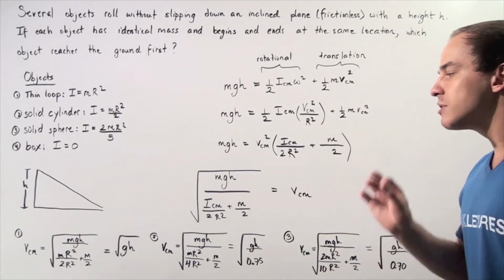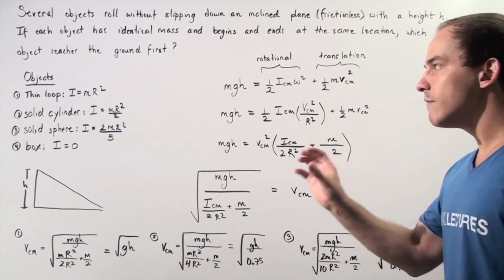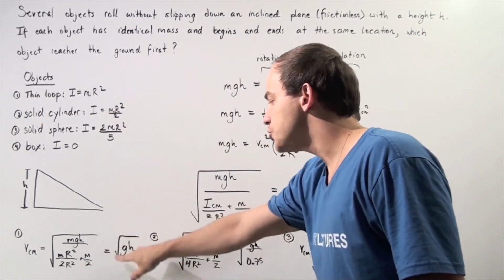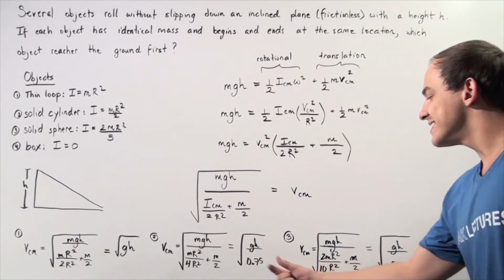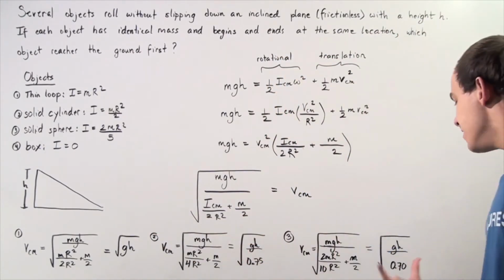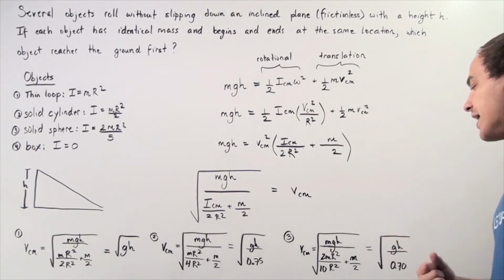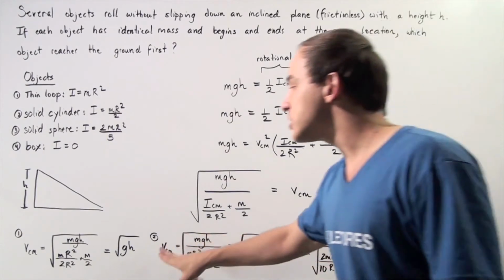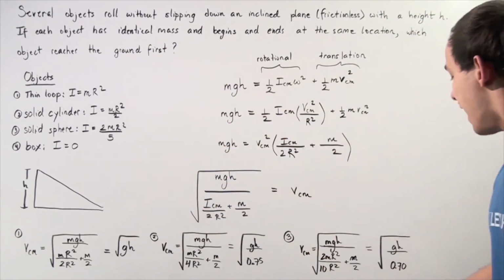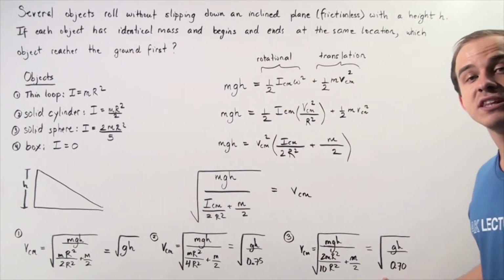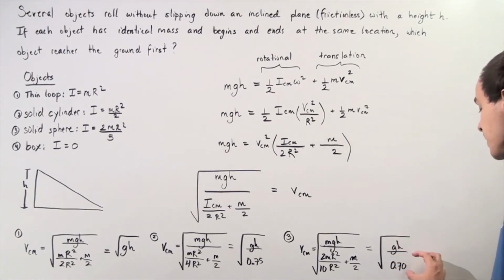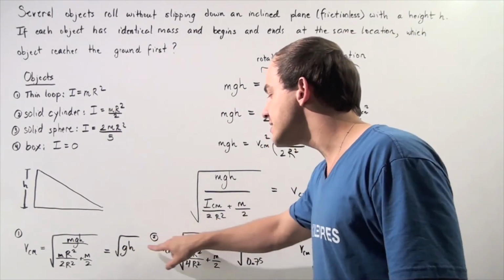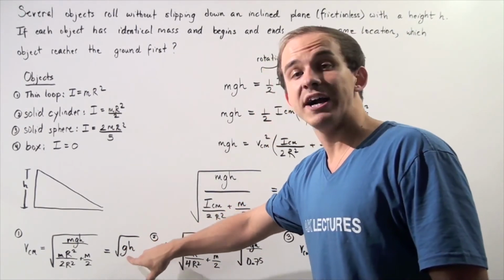Now, notice the lowest velocity of an object is of object number 1. It has square root gh. This has the second lowest value, and this has the third lowest value. So this object reaches the bottom before object 2 and object 1, because at the bottom it has the highest velocity, because we're dividing by a smaller number than this number and by a smaller number than this number, because here we're dividing by 1.